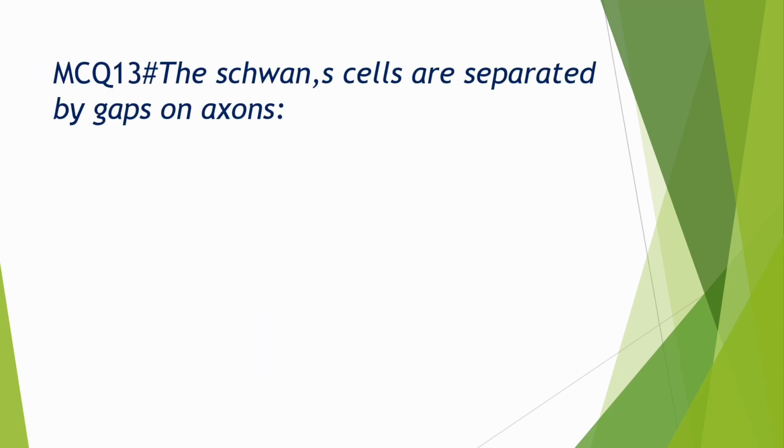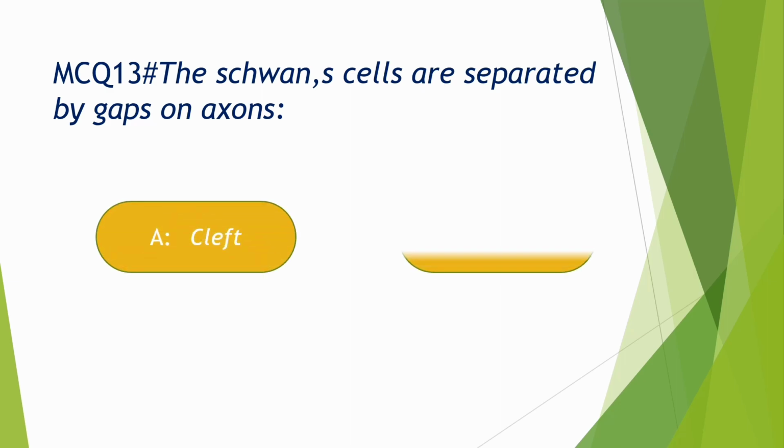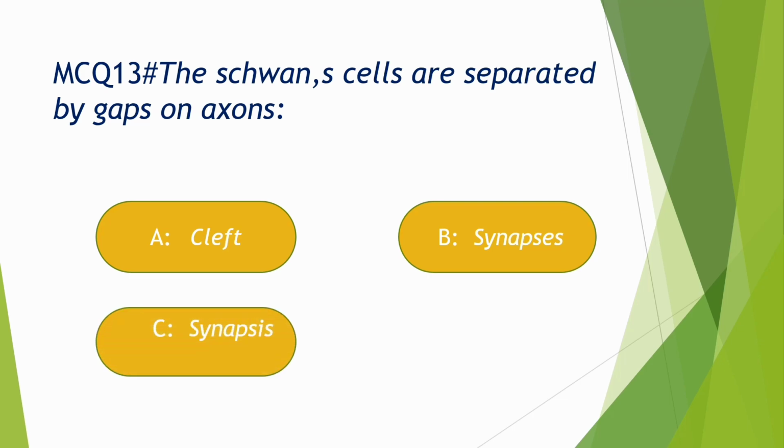The Schwann's cells are separated by gaps on axons. Option A, cleft. B, synapses. C, synapses. D, Ranvier node. Correct option is D.